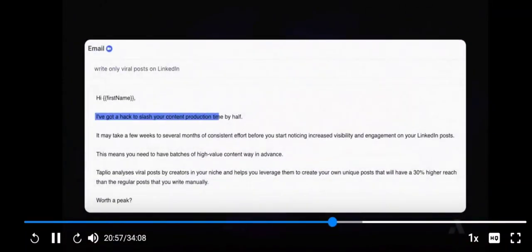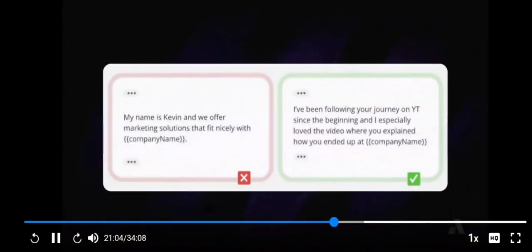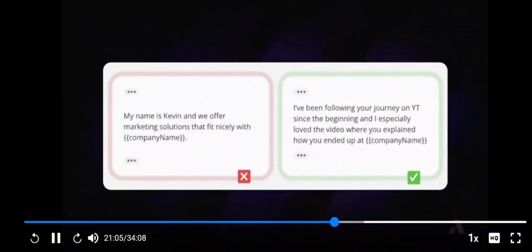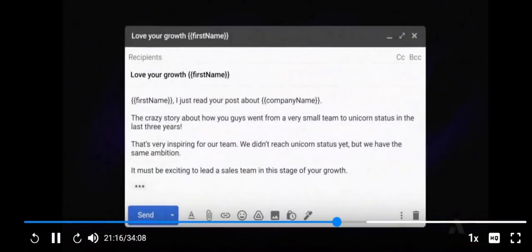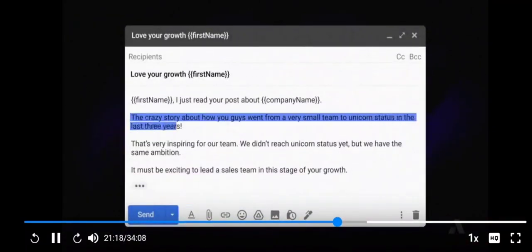For example, "I've got a hack to slash your content production by half." So make it about them, not about you. Look at these two intros. The first one jumps straight into selling. The second one shows that you've done your research and understand your prospect. So a great intro is also when you compliment their achievements. So here, a prospect shared a post about their latest company's win. Since Empire is on the same growth path, I use the company's news to build my intro line.